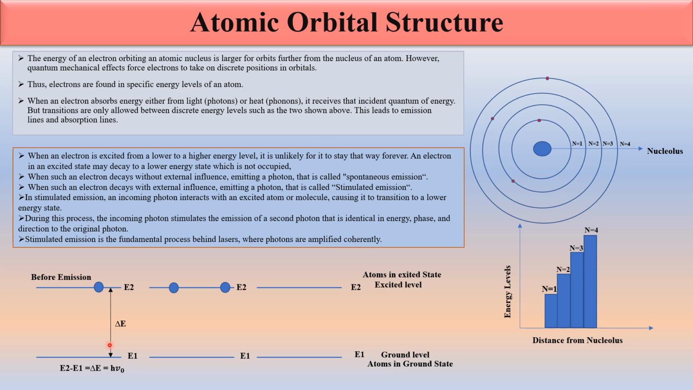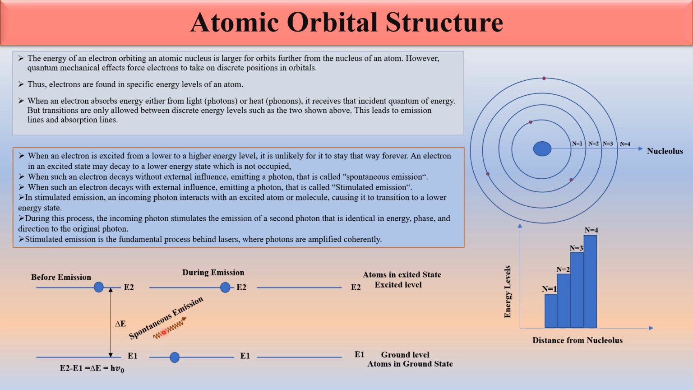So you can see before emission, there is an electron in the excited state. During emission, this is the spontaneous emission. During spontaneous emission, it just releases a photon which is random in direction. This is not equal in the phase of the incident photons.